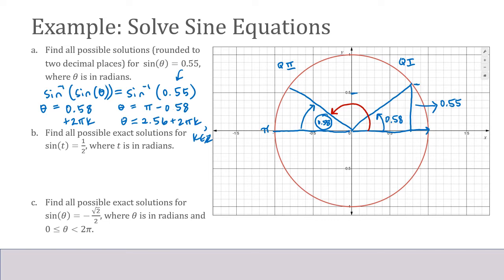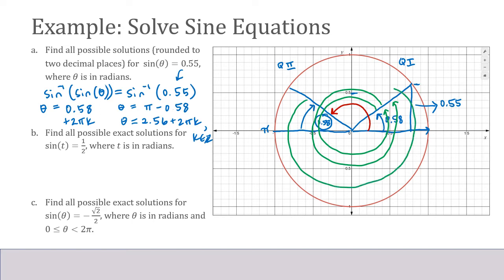And again, all that means is that if I were to go to, say, the 0.58 and add 2 pi, that would get me another solution. If I add 2 pi again, that gets me another solution. Same thing for the second quadrant. I could add 2 pi, and I know that this is getting messy, but then I could also go the opposite direction, couldn't I? Instead of going counterclockwise, I could go clockwise, and going clockwise is what gets me those negative k values.